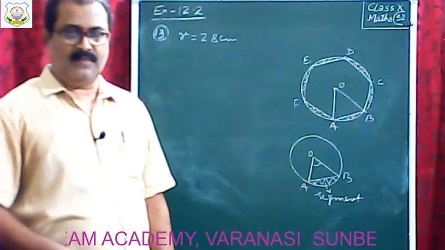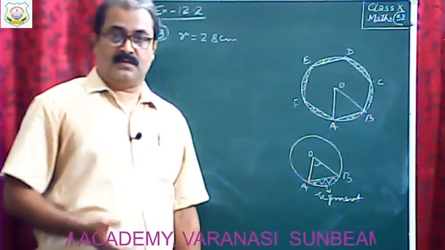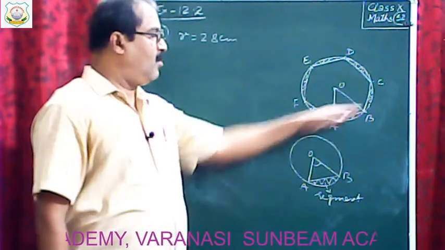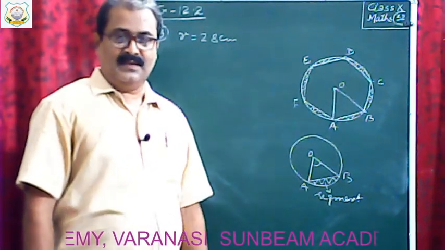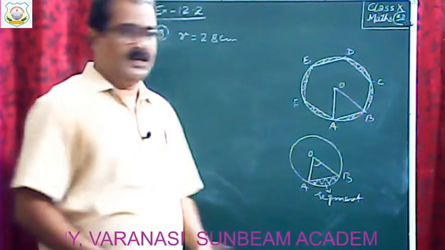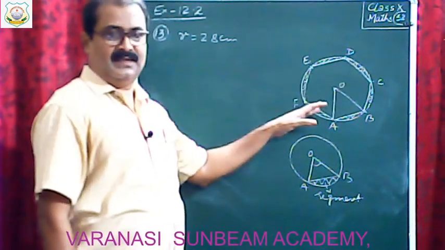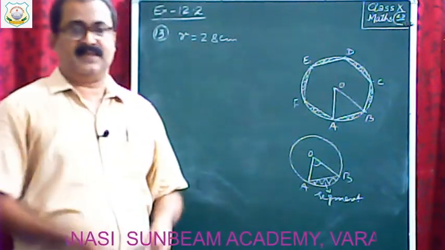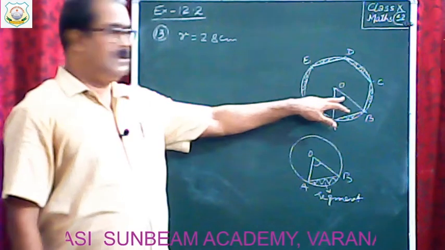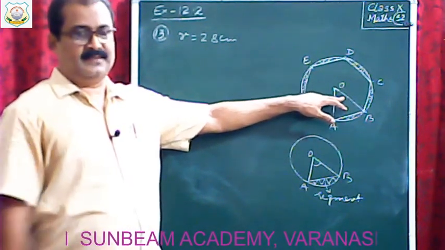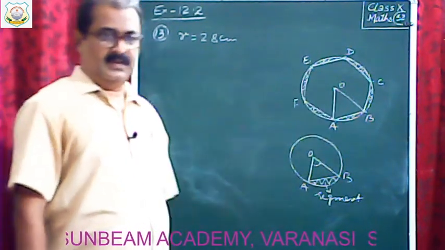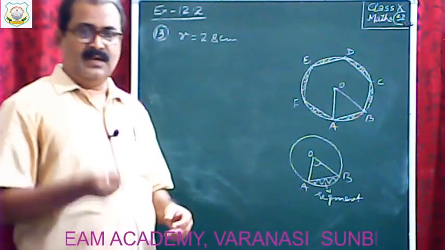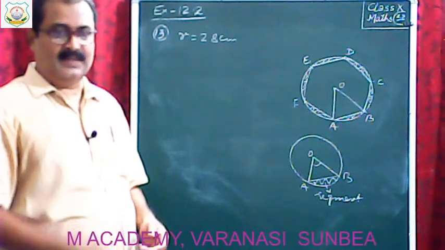And in class 9th we have learned what? Equal chords subtend equal angles at the center. So how many chords are there? 6. We get 6 equal angles at the center. Then each central angle equals 360 by 6. Theta is required, radius we have. Whenever you have to find area of sector, we require radius and central angle theta.